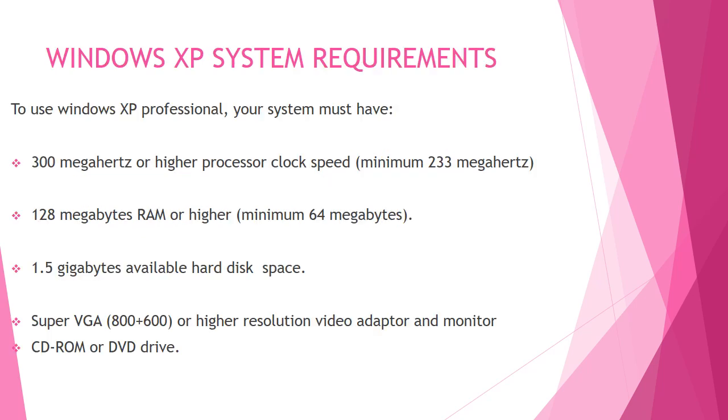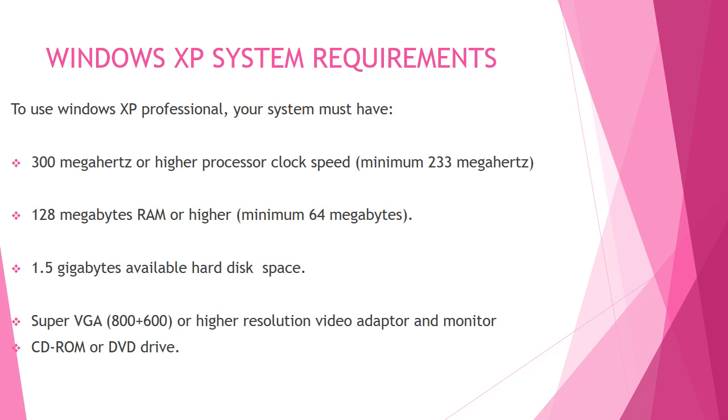So we are going to see Windows XP system requirements. For you to use Windows XP Professional, you must have those requirements before you will be able to have access to them. Firstly, a 300 MHz or higher processor clock speed. So the 300 MHz processor has to be embedded with more chips, which will be able to consume a huge amount of data and information. The minimum should be 233 MHz.